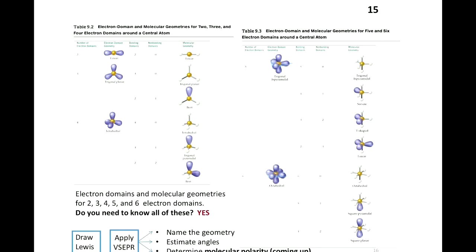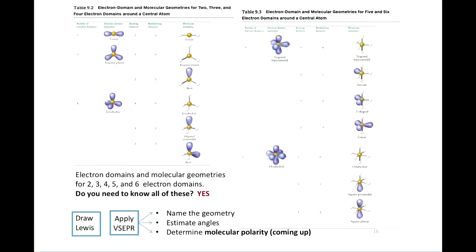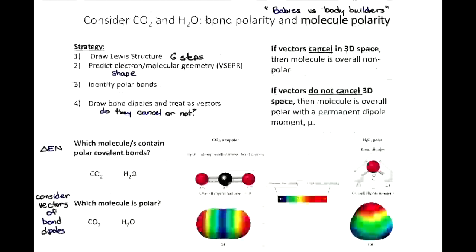But the trick with bond angles is to just know those ideal bond angles, and apply the idea of deviations with lone pairs and double bonds. So do know the geometries and bond angles. Now what we're going to do is think about these molecules and their bond dipoles existing as vectors, and ask: do they cancel or not in three dimensions?